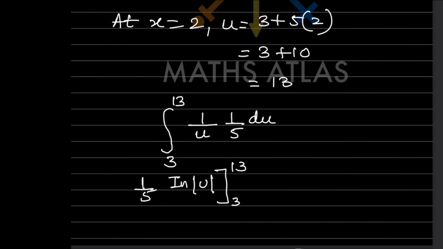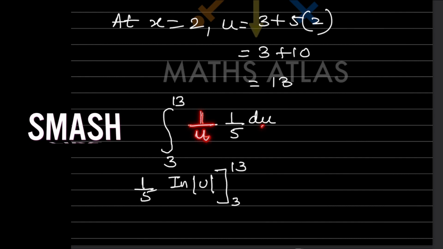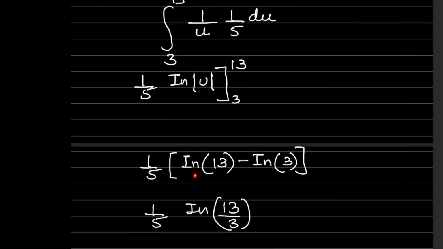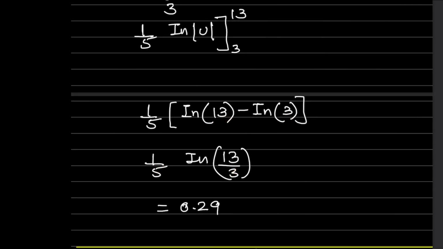Now see, 1 by 5 is constant, so you will take it outside. Now here, integration of 1 by u du is going to be ln, the absolute value of u, from 3 to 13. So for u you are going to take ln 13 minus ln 3. And whenever you have a minus sign between logs, it means division, so you will write ln of 13 divided by 3.